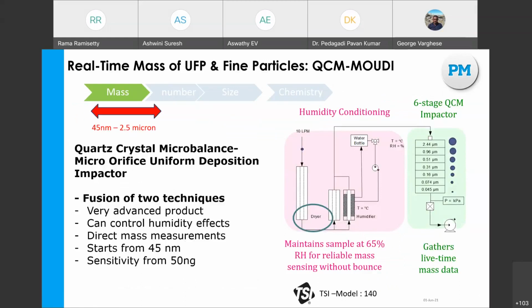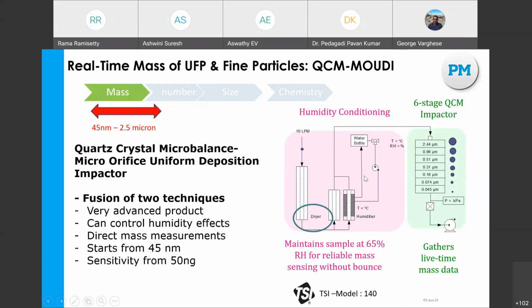We have another very direct method to measure the particulate mass for both ultrafine particles and fine particles, which we call the quartz crystal microbalance microorifice uniform deposition impaction method. This is one of the direct mass measurement methods. It is a combination of two different techniques: one is the quartz crystal microbalance, and the other is the MOUDI impaction method.